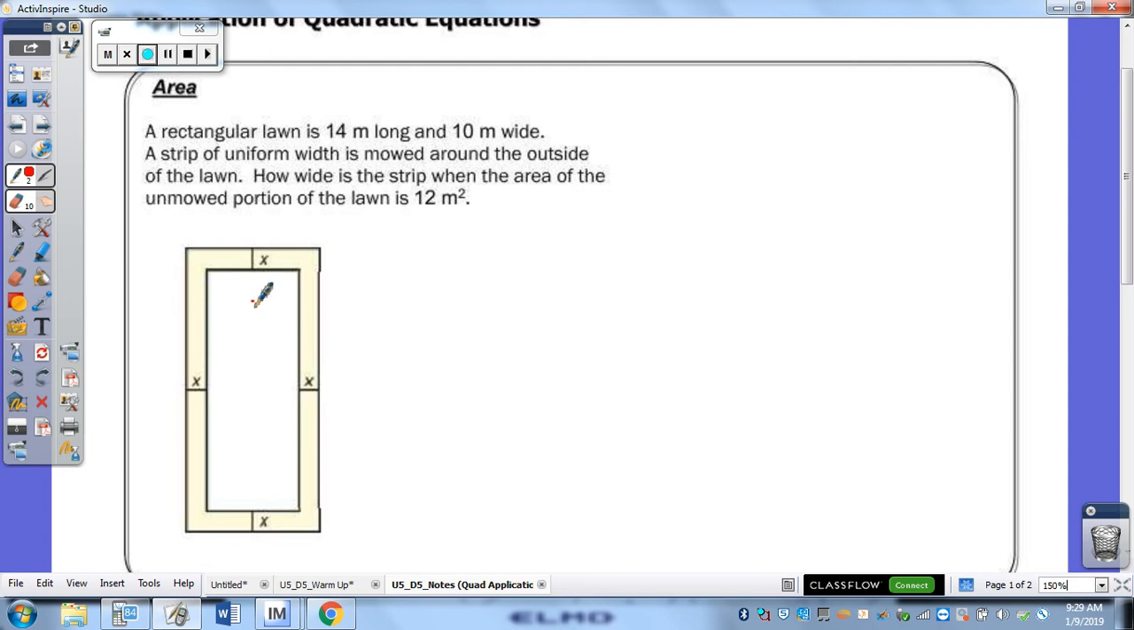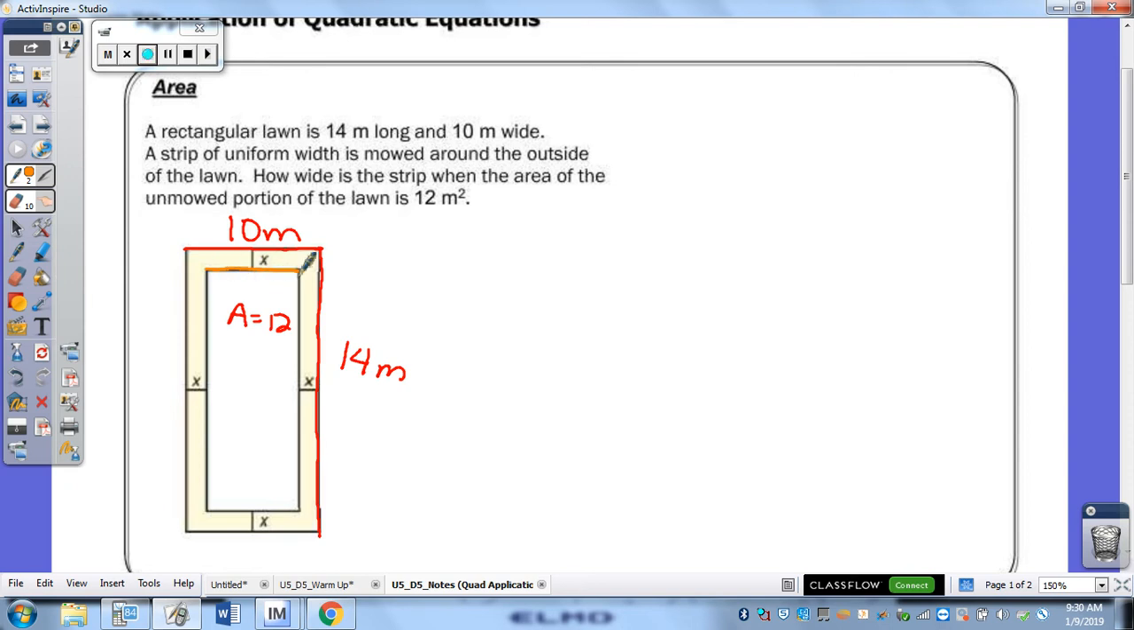So right here in the middle, this represents the unmowed portion. So that area is 12, that little inside rectangle there. Then going along the outside, this side here is your 14 meters. This side here is your 10 meters. They want to know how long this strip is that they mowed around that lawn there. So what would be the length of this side of the rectangle here?